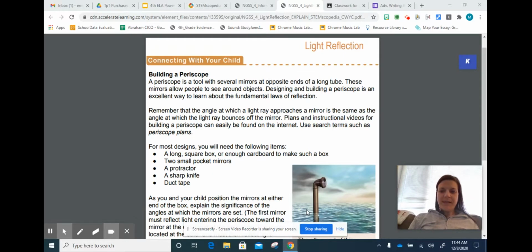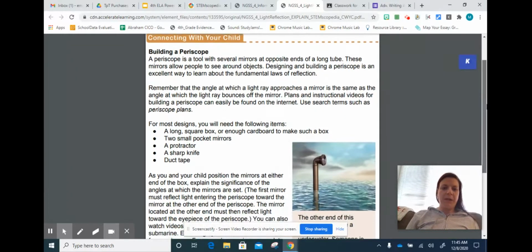Just going to talk about some things that you could do over Christmas break to focus on science. Here is our next unit that we're going to be talking about, light reflection. We've been talking about sound waves and how they travel, and now we're going to go into light and how that travels. So this experiment is building a periscope.